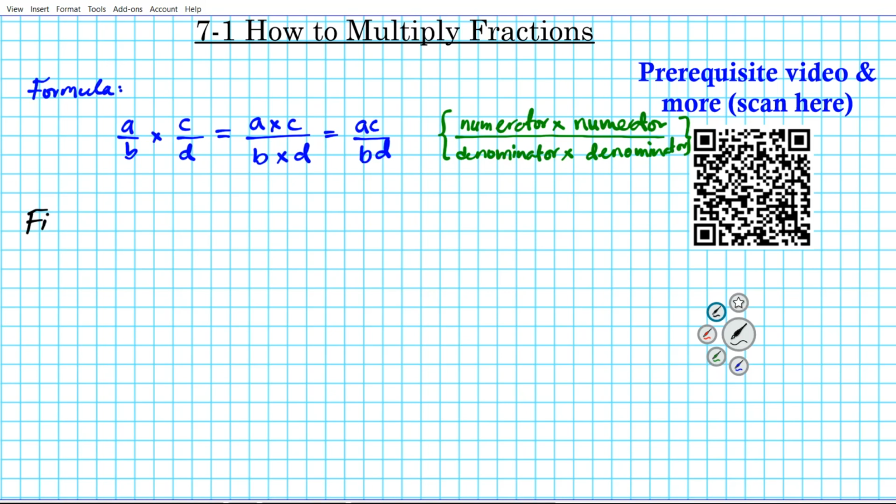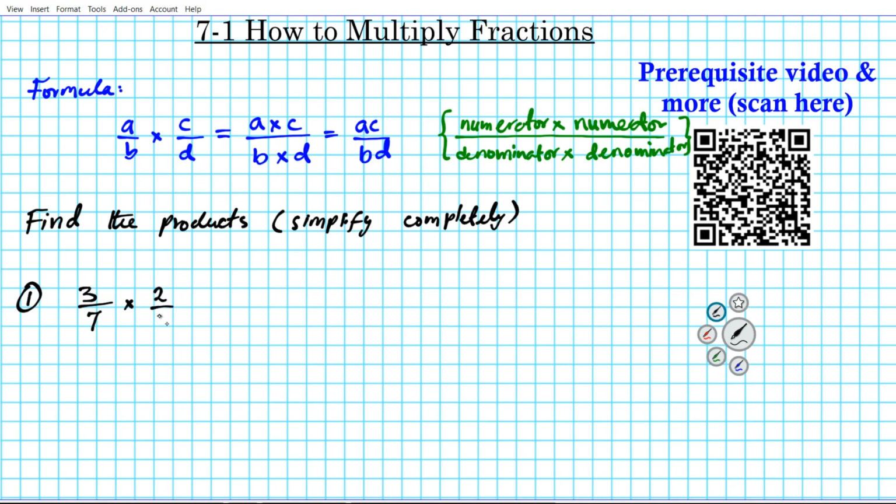Instructions are for us to find the product. Okay, an expectation when you're finding products is for you to simplify your answer completely. That's a standard process. Okay, so for question number 1, what if we were to find the product of 3 over 7 and 2 over 3? Remember that term product just means multiply, right?